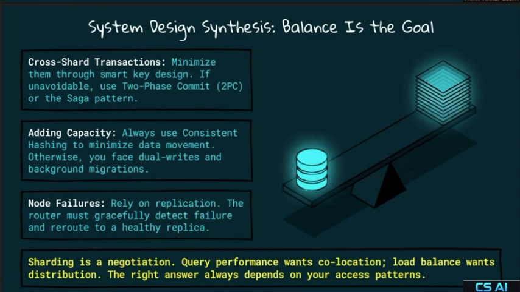To wrap up, sharding is a negotiation. Query performance wants data to be co-located. Load balance wants it to be distributed. Cross-shard transactions should be minimized via smart key design. Capacity should be added via consistent hashing. And node failures must be handled by graceful rerouting.